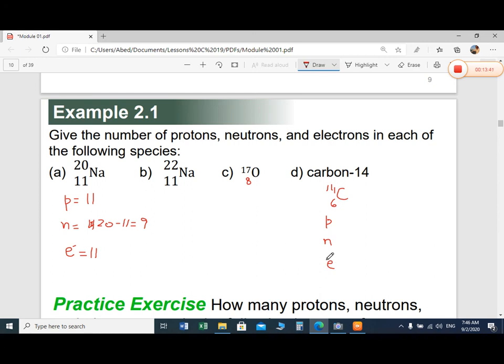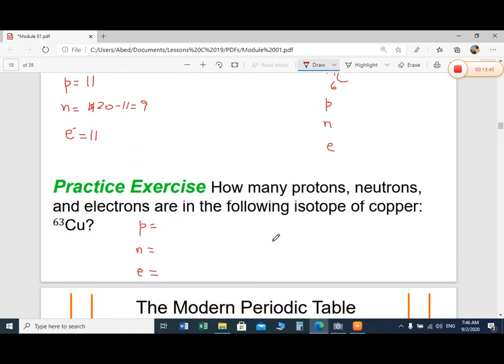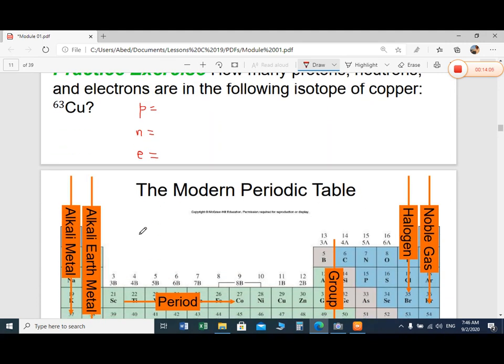So you have to solve this exercise by your hand. If you solve it by yourself, you understand more. In the practice exercise they are giving a copper 63 atom and asking you to calculate the protons, neutrons and electrons. Here again you will see the atomic number is missing, so you have to look in the periodic table. Let me show you, we are near this periodic table. You see this is copper here, the atomic number is 29.